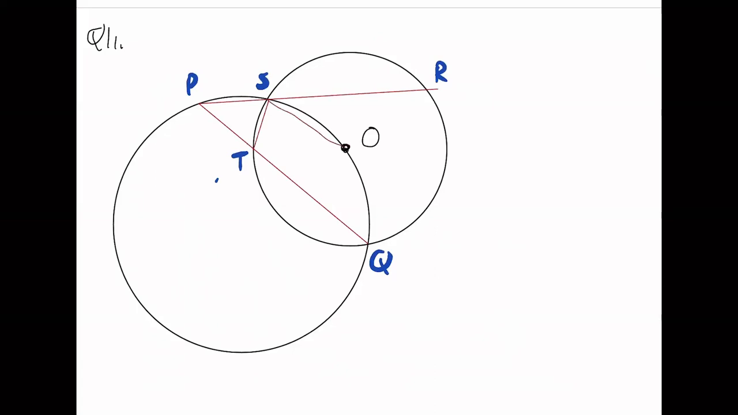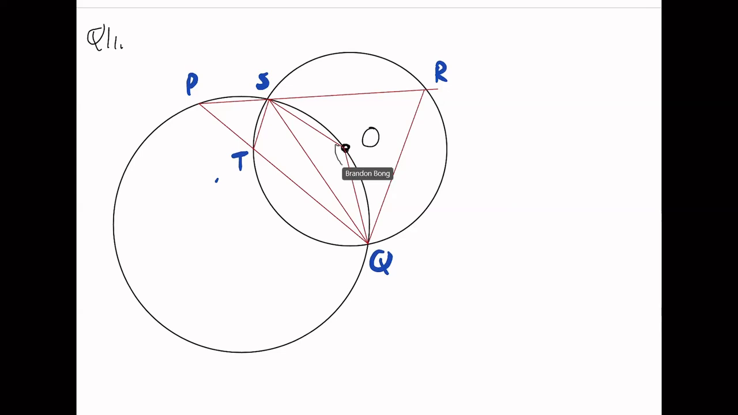S joined to O. Try and make it straight so it looks nice and less confusing. S joined to Q, O joined to Q. And then finally R joined to Q. Is that all? Did I miss anything? No.